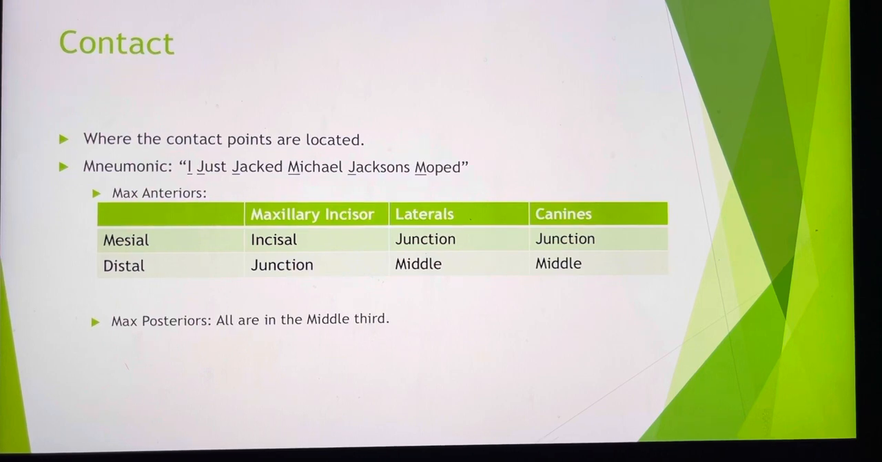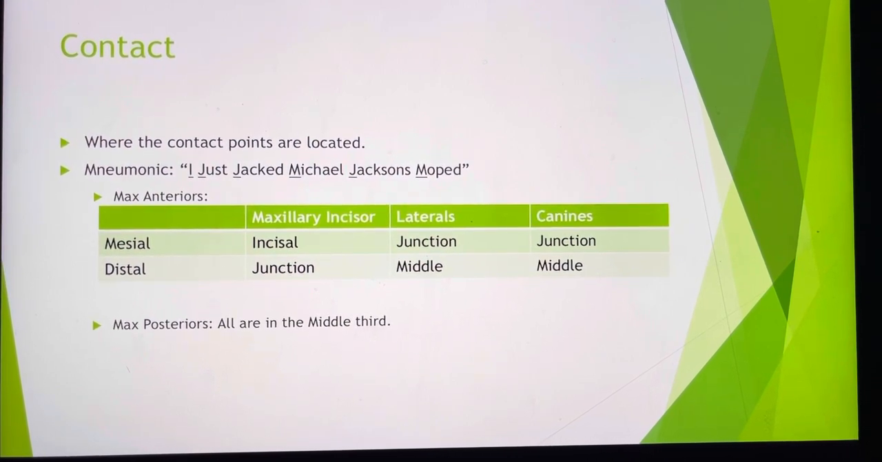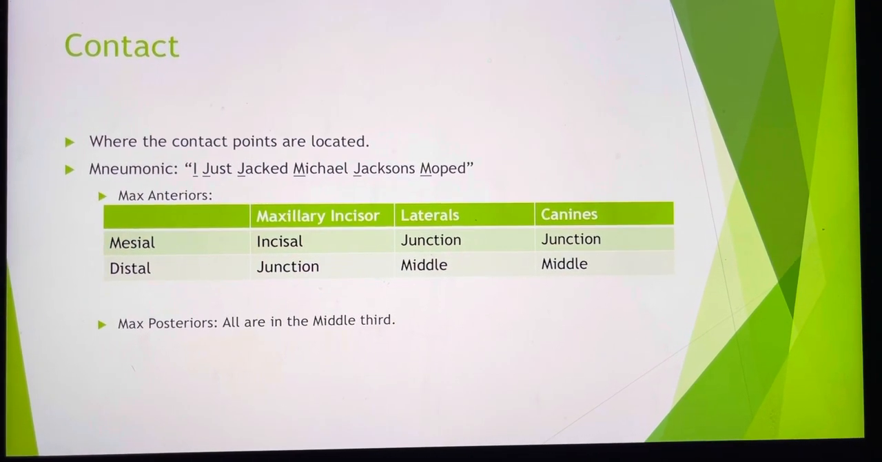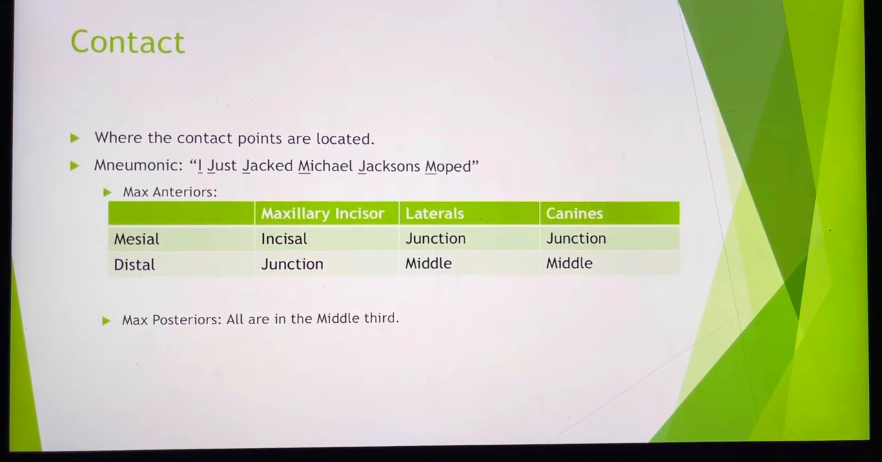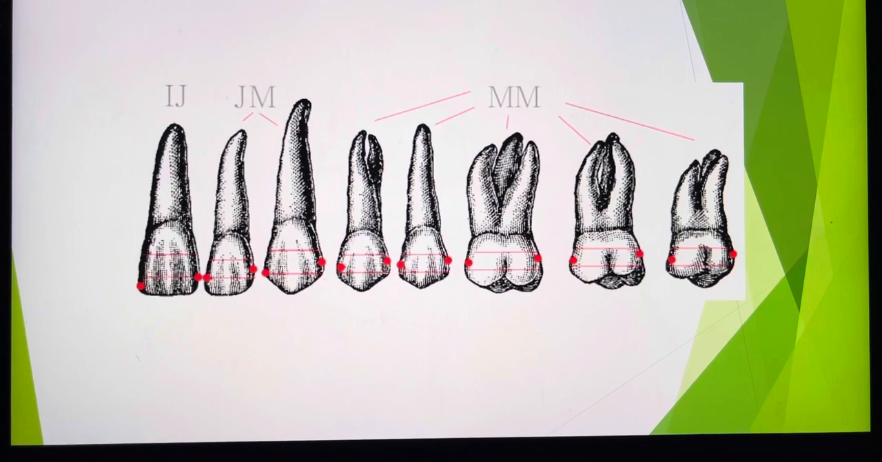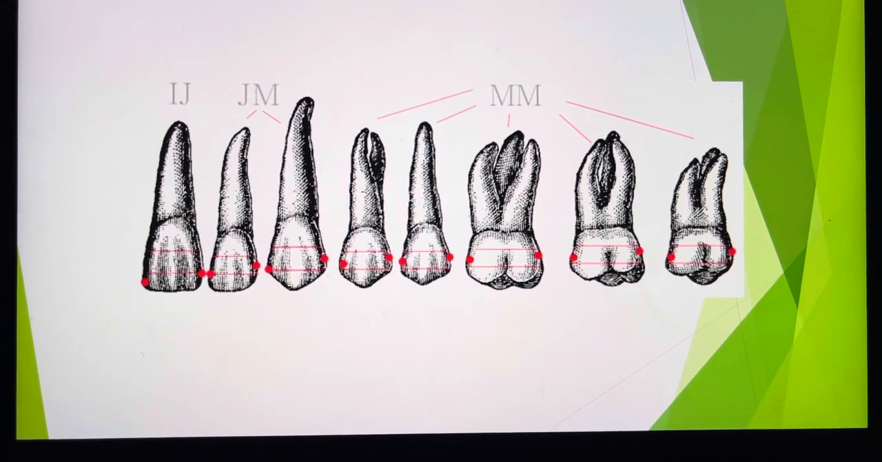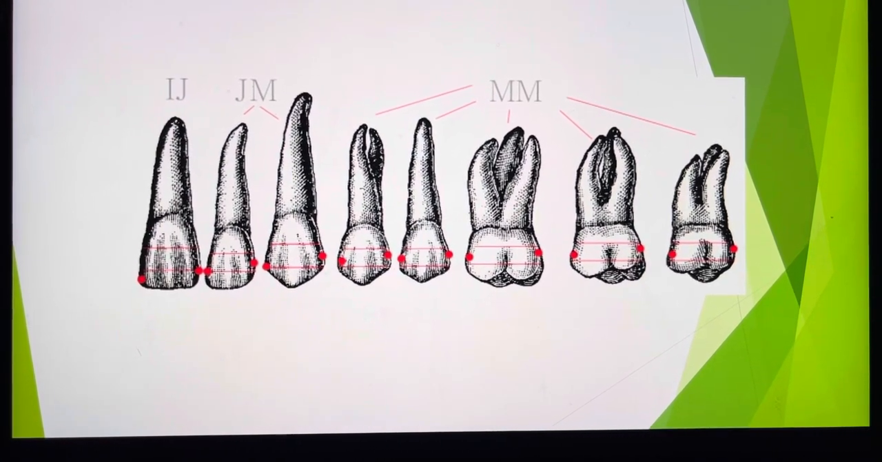For the posterior teeth in the maxillary region, all of the contact areas, both mesial as well as distal, are in the middle third. This picture will be very helpful in trying to remember this. Take a minute and look at this picture.